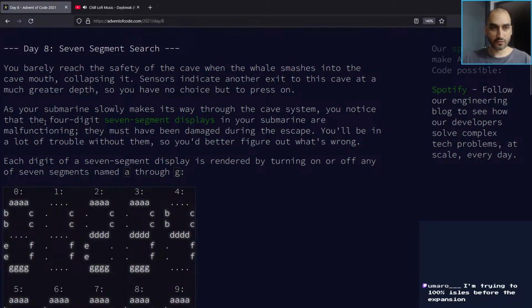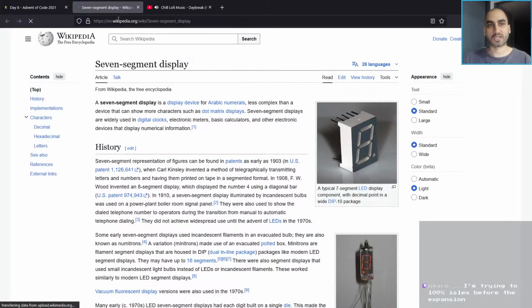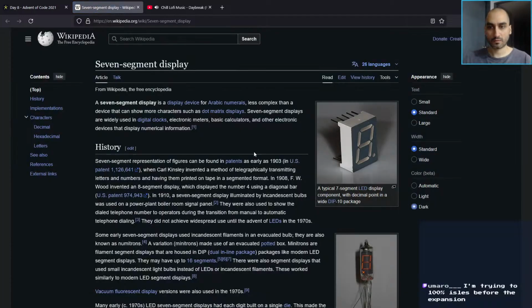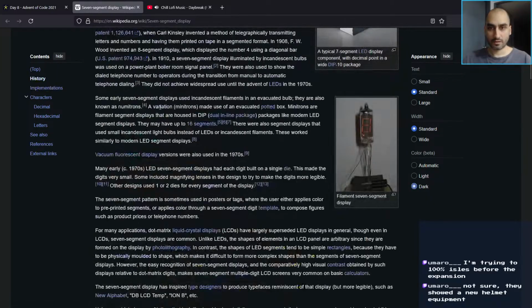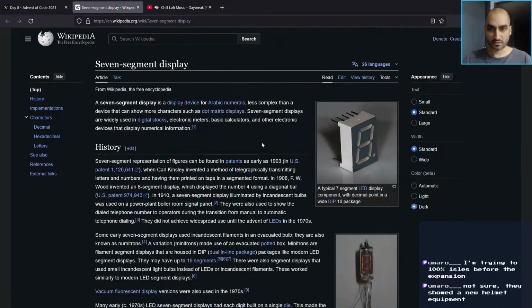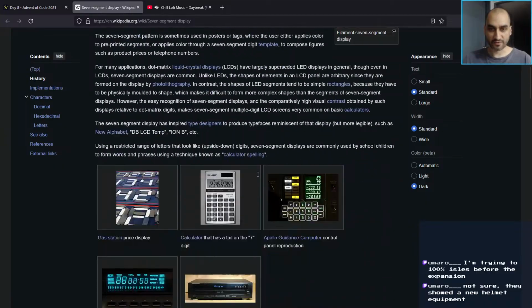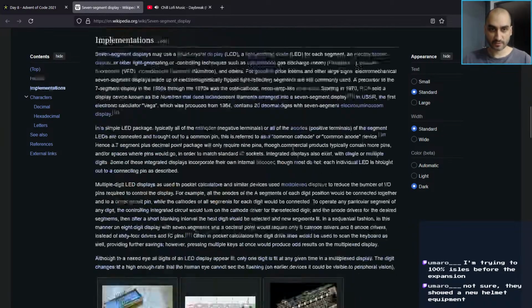You notice that the 4-digit 7-segment displays... That's a 7-segment display. I remember coding for these. It's always quite confusing. Needs a lot of logic gates.